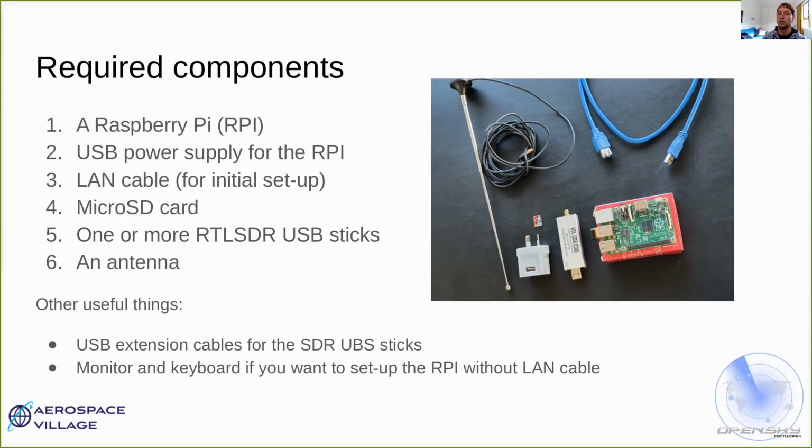For the ATC reception, we need a software-defined radio USB dongle. In our case, we're using the RTL SDR dongle. The link to it is provided on the last page of this presentation. And then we need an antenna to connect to the dongle. There are dongle sets that you can buy including a general purpose antenna, and that's a good start.